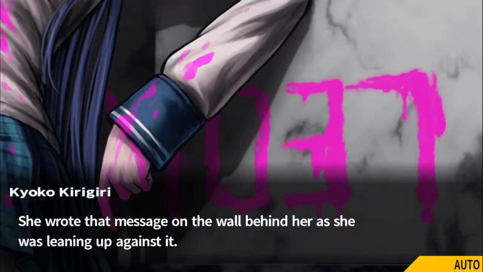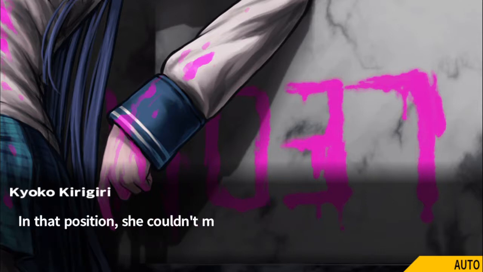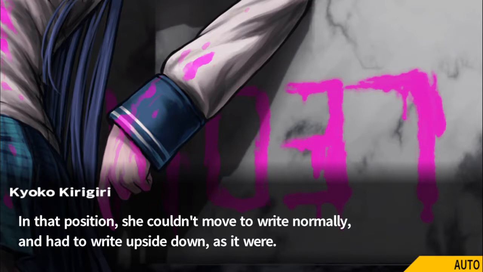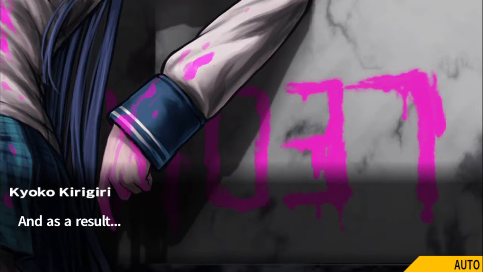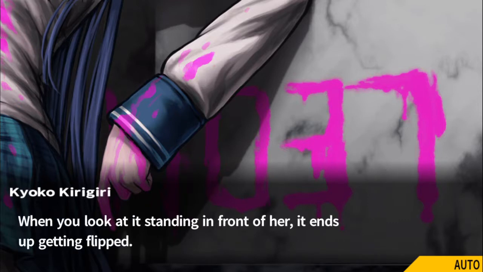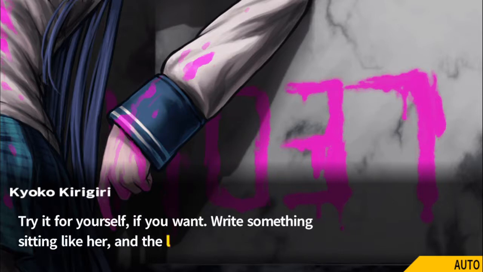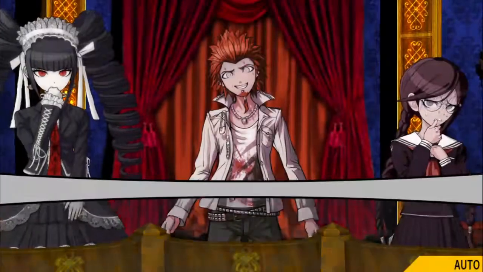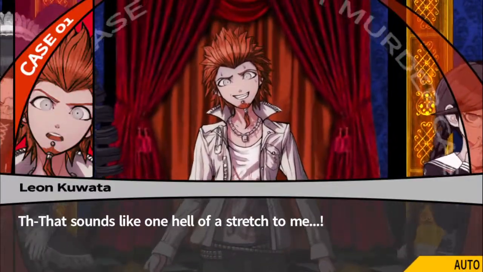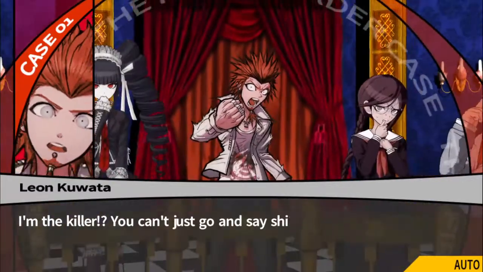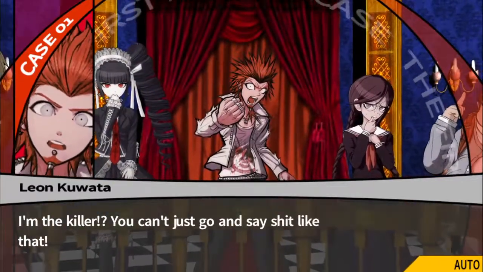She wrote that message on the wall behind her as she was leaning up against it. In that position, she couldn't move to write normally, and had to write upside down, as it were. And as a result, when you look at it standing in front of her, it ends up getting flipped. Try it for yourself if you want. Write something sitting like her, and the letters will be inverted. That sounds like one hell of a stretch to me. I'm the killer? You can't just go and say shit like that.